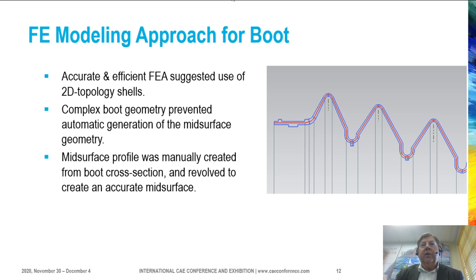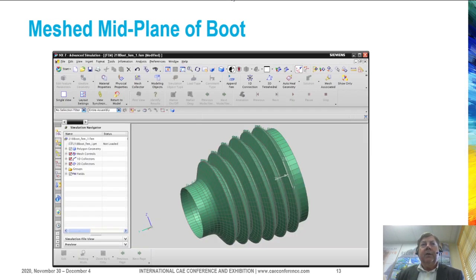Then in trying to generate the mesh for the shells, we found that the complex boot geometry prevented us from doing automatic mid-surface generation using the NX capabilities. So we manually created the mid-surface profile by looking at the boot cross-section, and then we basically revolved that profile around the axis in order to have the accurate mid-surface. So this shows the meshed mid-plane of the boot.